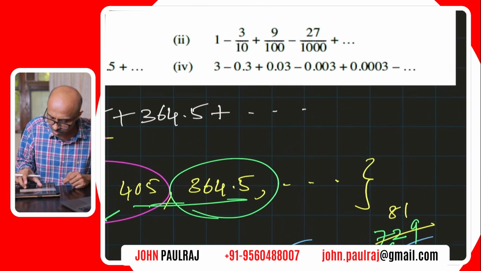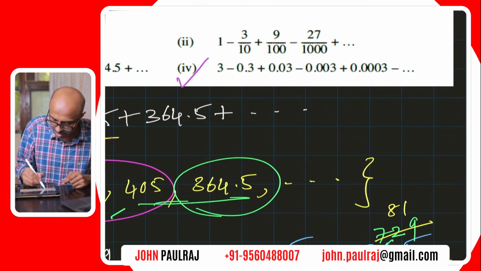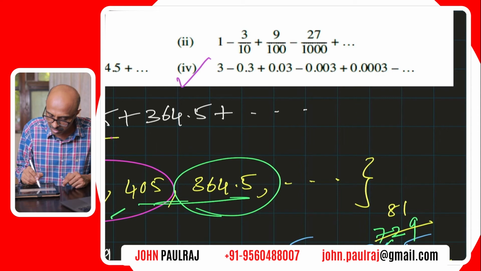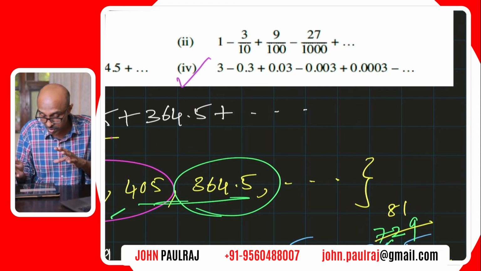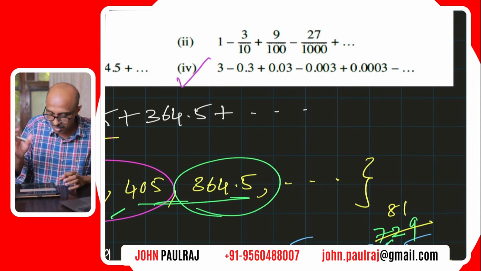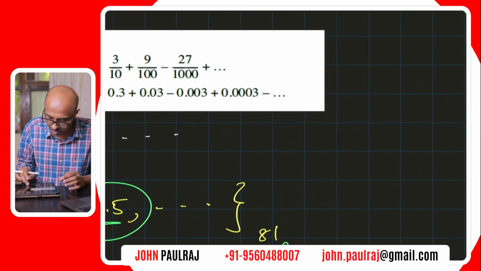Okay, one more question with a decimal point, just a different question. Let's take this question. This is 3 minus 0.3 plus 0.03 minus 0.003. So it's alternating in signs. That's number one. And then there are these decimals. Let's write it down here. I'll write down the series here.